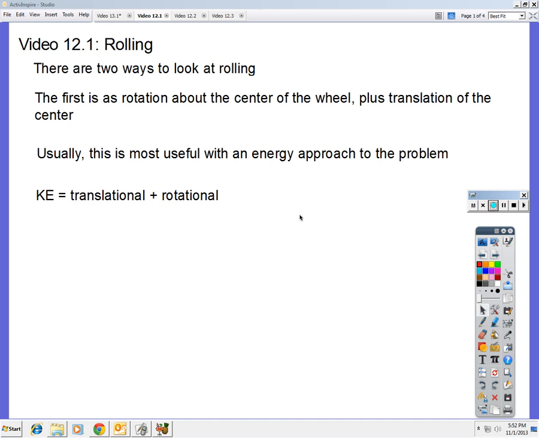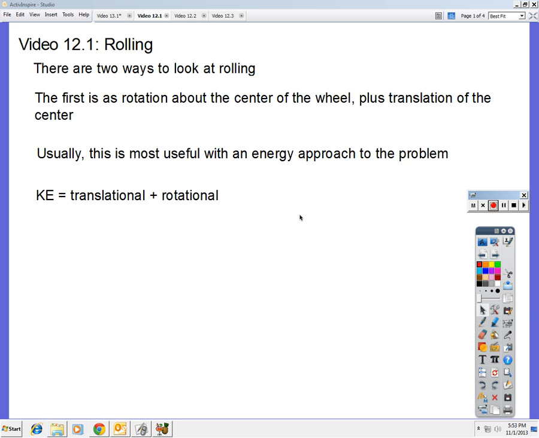Okay, this is the second half of our rotation unit, and in this part we're looking at Chapter 12. Chapter 12 deals with rolling and torque. We're not going to have a whole lot more new ideas in this chapter. We're mainly going to be applying what we've already learned. And rolling is an interesting case, and there are two ways to treat it.